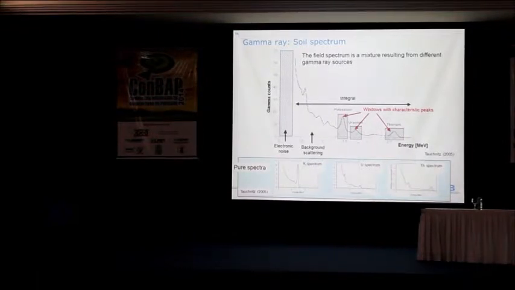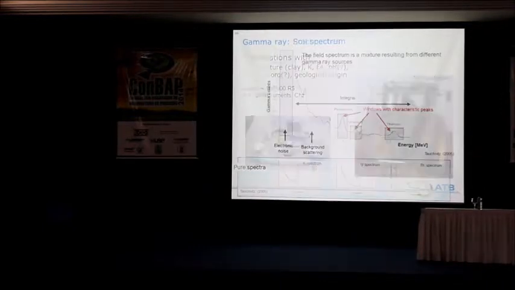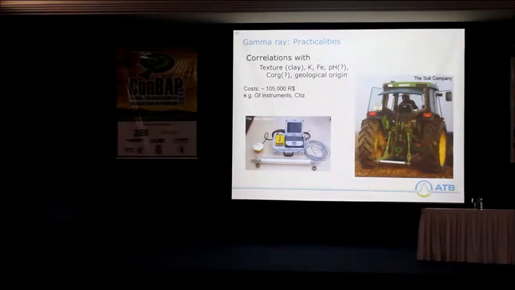You can analyze the spectrum or the peaks, or you can use the integral, all values together summed up. You find good correlation to clay and of course to potassium, sometimes to iron, and it's often very useful to distinguish soils of different geological origin. Most of these instruments are about 100,000 reais. For example, from the Czech company GF Instruments. This is an instrument from Soil Company, which is not existing anymore, unfortunately.